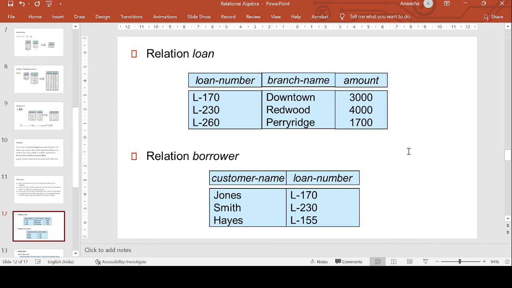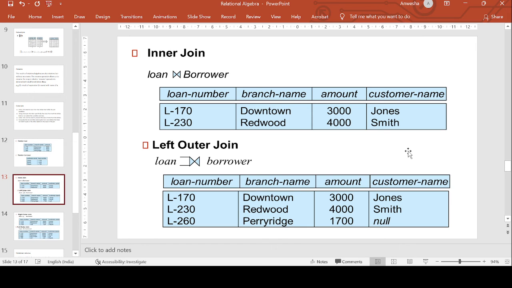Now consider relation loan and another relation borrower. Here you can see loan number, branch name, amount. Loan number is the common attribute. Loan numbers 170, 230, 260 are present in the loan relation. In the borrower relation, 170 and 230 are present, but 260 is not. So whenever you do a natural join or inner join among these two, we will lose L260. But if you do an outer join, you can get this value.